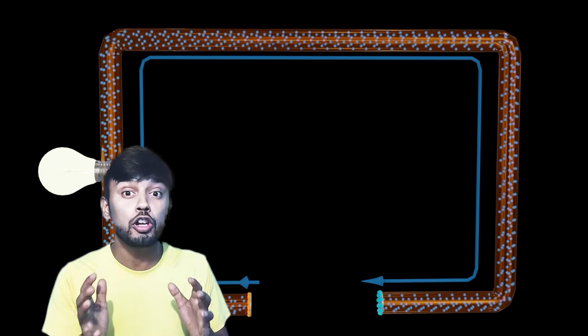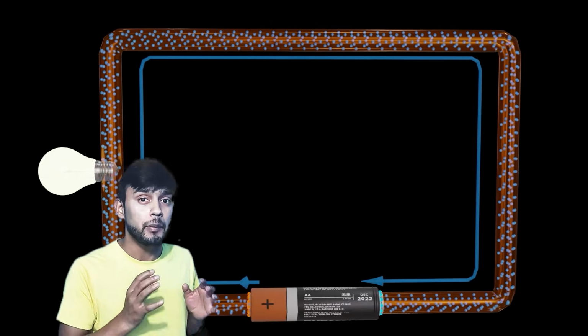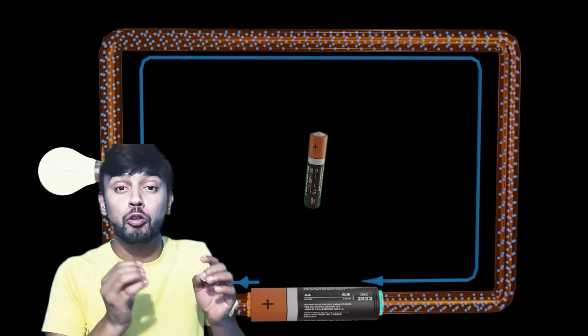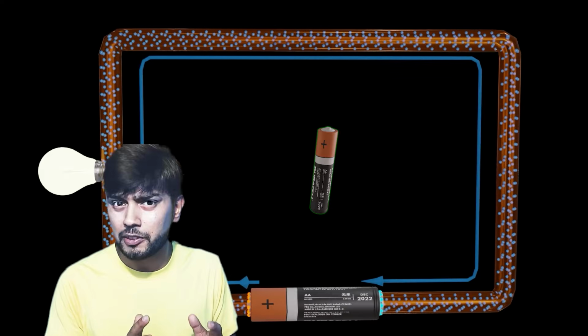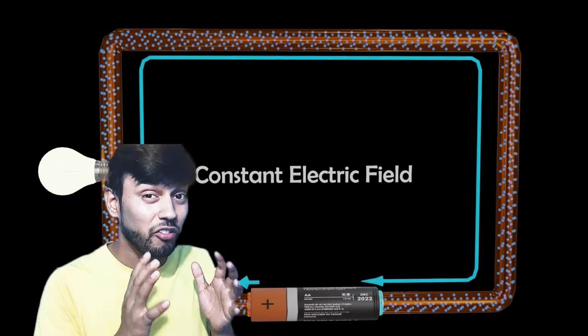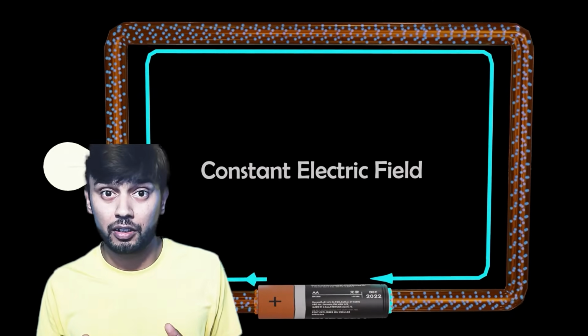This system, this beautiful mechanism, is what we call a battery. Whether it is your phone battery, a car battery, or a remote battery, it's simply a system that maintains a constant potential difference, a constant electric field across a conductor.